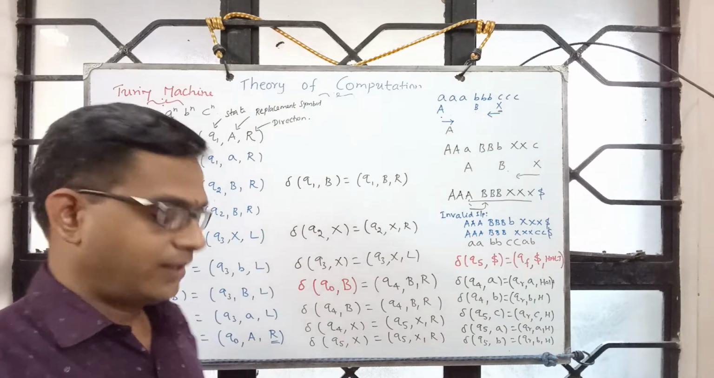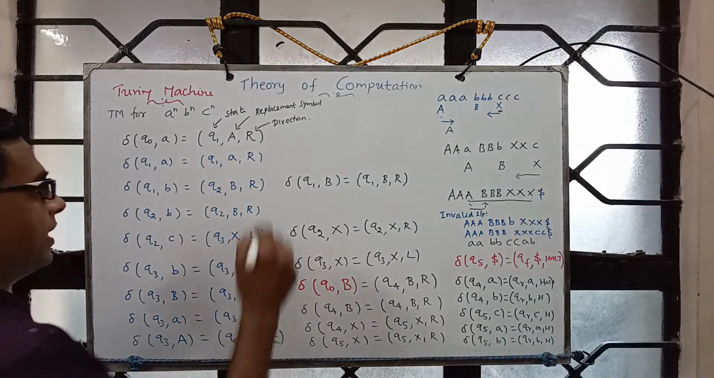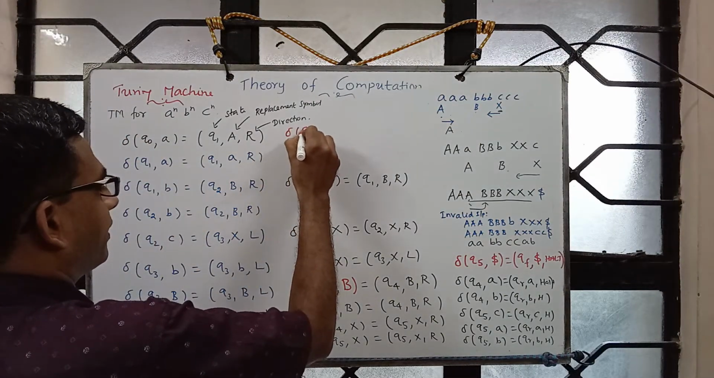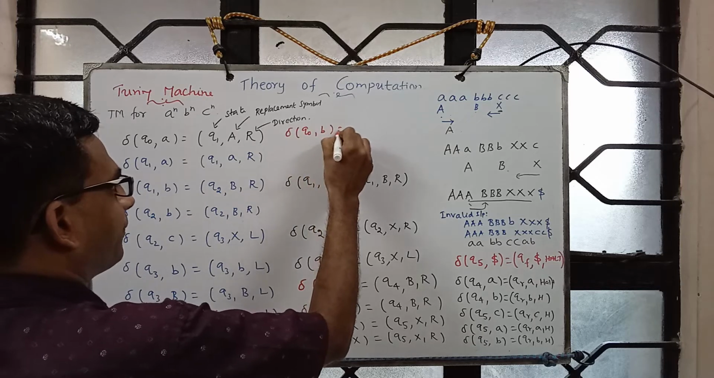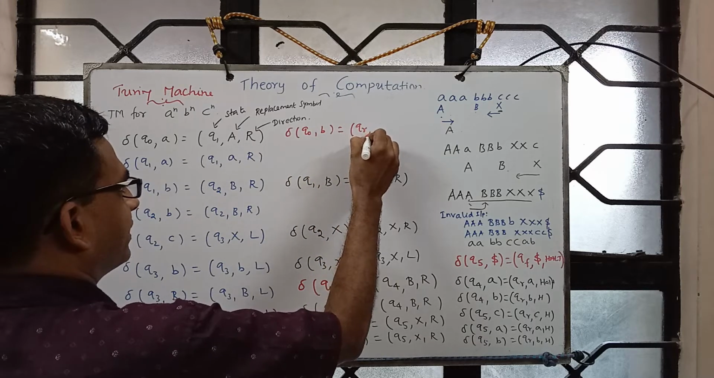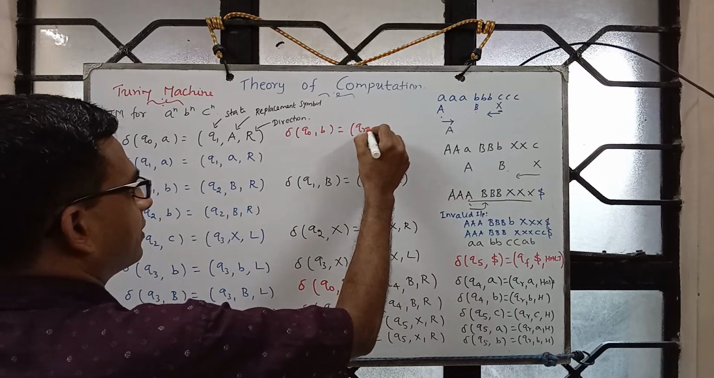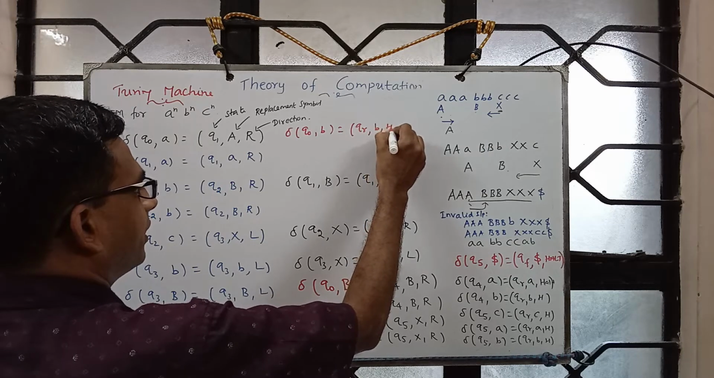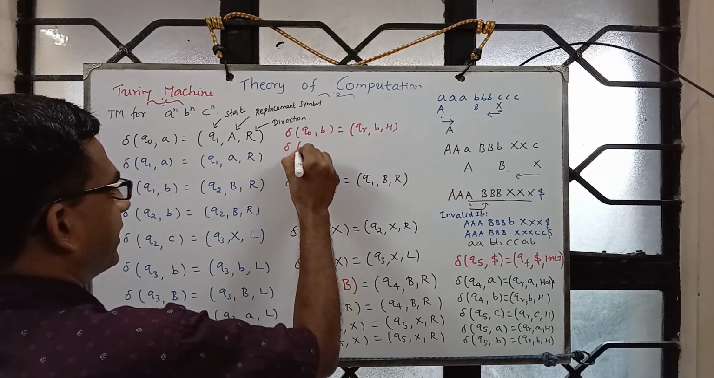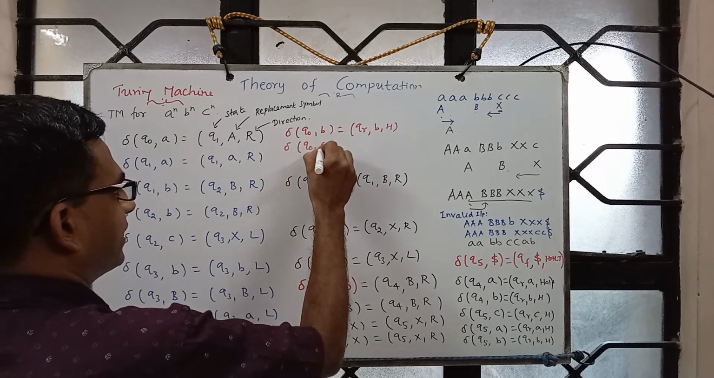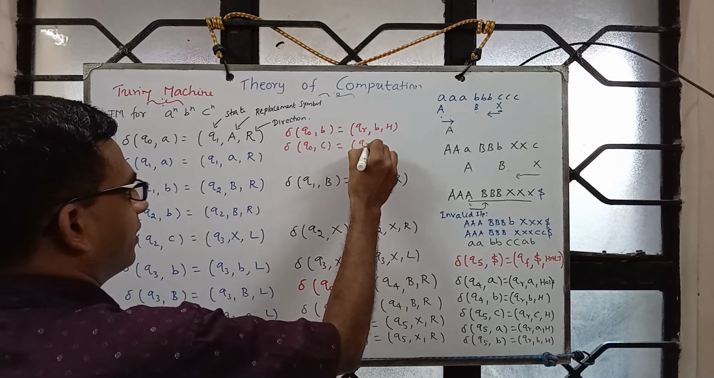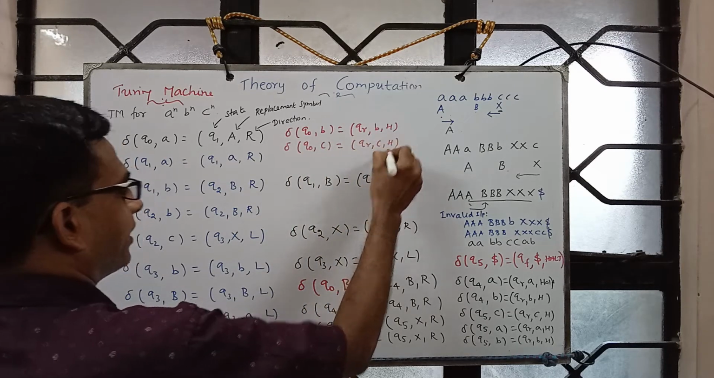Fine. Similarly, at the start if you read B, then you reject: Q0 comma B comma halt. Similarly, at the start if you encounter a C, then it must be a reject.